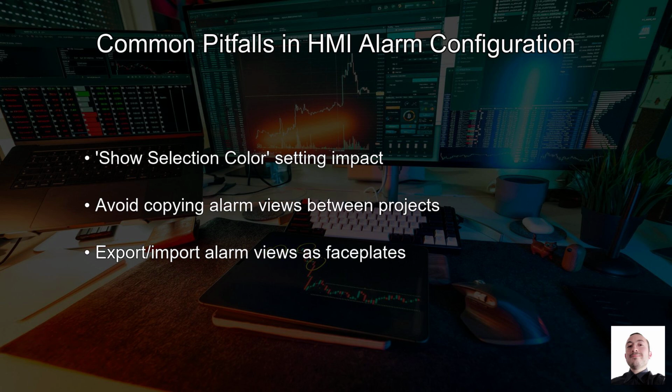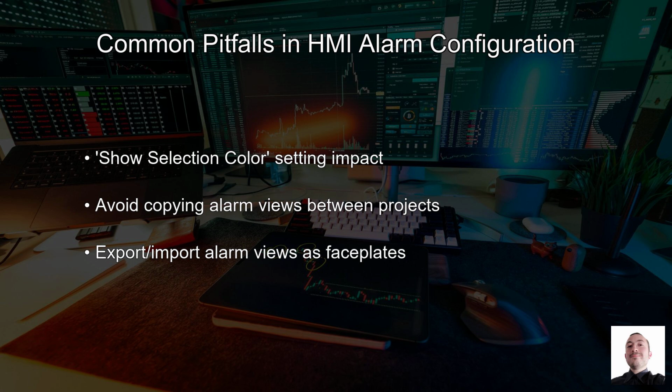One of the most frequent errors in HMI alarm configuration is overlooking the Show Selection Color setting. This option, when unchecked, allows alarms to display colors based on their state, as configured in the HMI alarm page. Missing this can result in alarms showing a uniform color, typically the background color of selection, regardless of their state. Another common mistake is attempting to copy and paste alarm views between projects, expecting the settings to carry over. This rarely works due to project-specific configurations and dependencies.